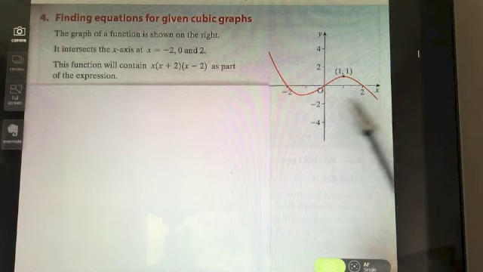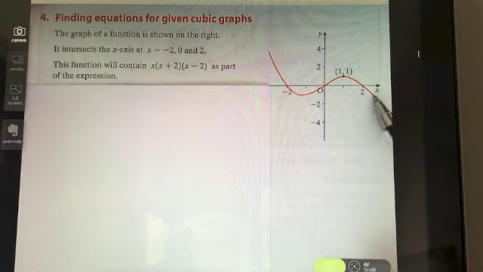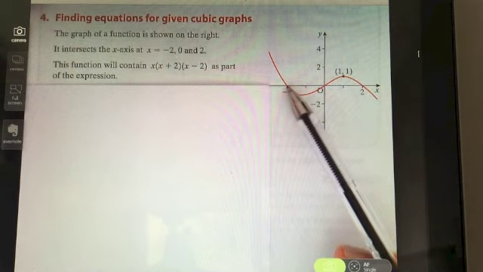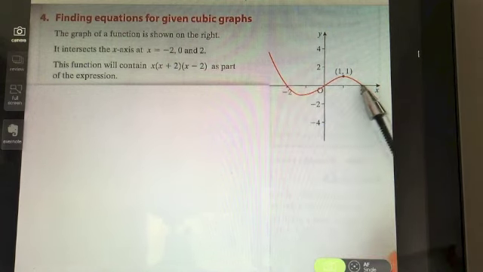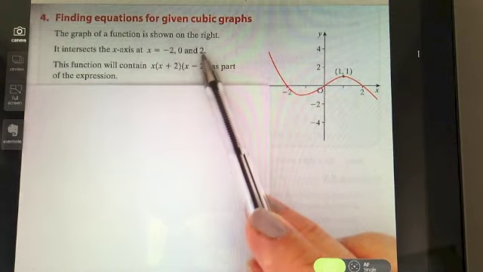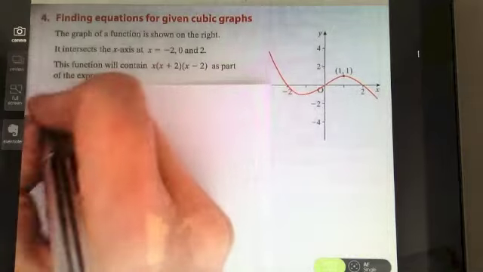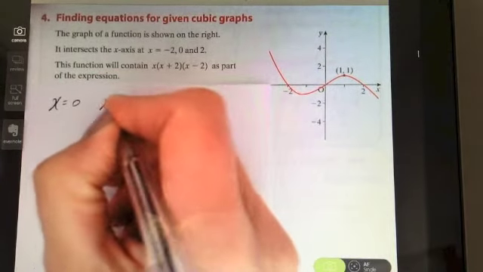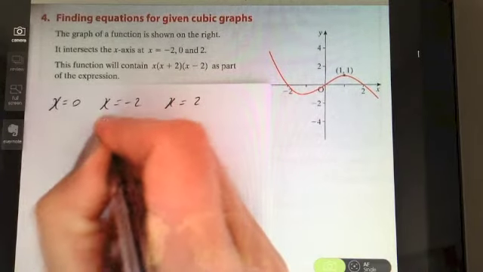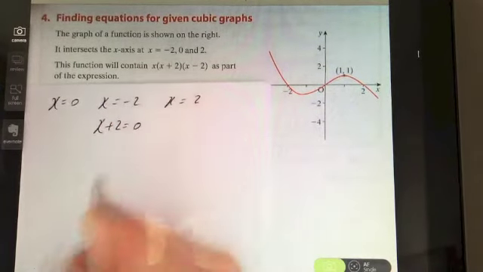then again your roots are what's going to give us a huge amount of information here. So it cuts the x-axis, we can see, at -2, 0 and 2. And so since we have x equals -2, 0 and 2, that tells us then that if you have x equals 0, x equals -2 and x equals 2, then before that, you would have had this.